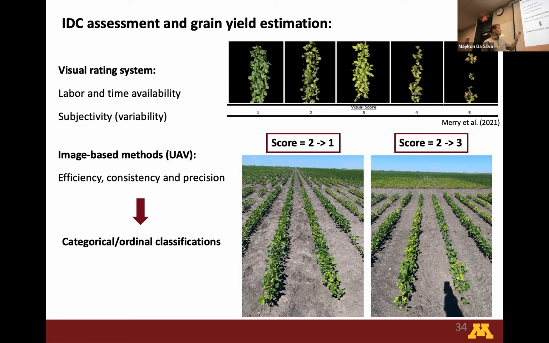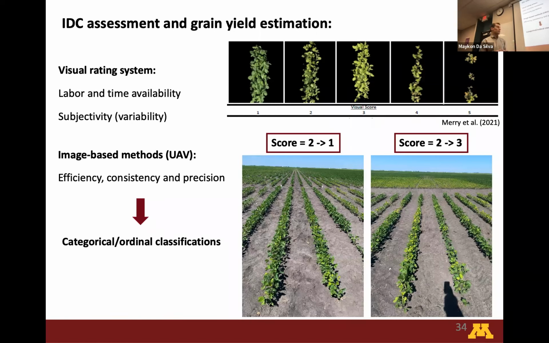Then recently, image-based methods such as unmanned aerial vehicles have been proposed as an alternative approach to allow for greater efficiency, consistency, and precision. And they also work pretty well. However, most of these approaches are still categorical, ordinal classifications of IDC symptoms.